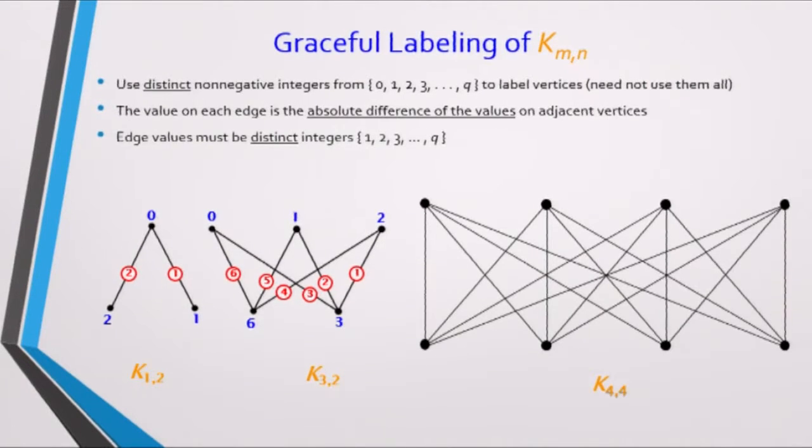Next one, for complete graph K4,4. So hopefully you see the pattern here now. The absolute differences are 1, 2, 3, 4. The next one jumps to 8 as a label. And so the absolute differences are 5, 6, 7, 8. Next one would be 12. And the absolute differences are 9, 10, 11, 12. And finally we finish with 16. And we have this labeling.